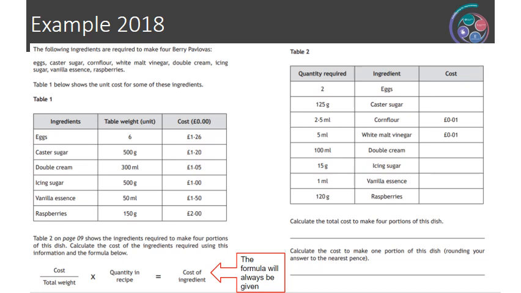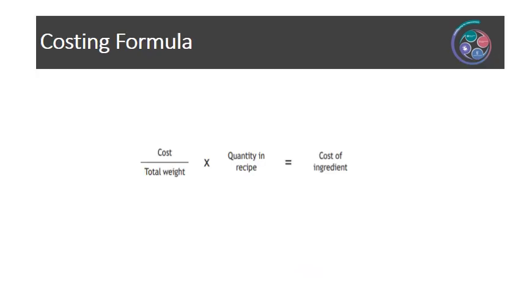Table 2 shows the ingredients required to make 4 portions of this dish. Calculate the cost of the ingredients required using this information and the formula below. The formula will always be given in the question paper, so you do not need to memorise this. Once you've costed the ingredients, you then need to calculate the total cost to make 4 portions of the dish and calculate the cost to make 1 portion of the dish, rounding your answer to the nearest pence. Let's explore the costing formula in a bit more detail.